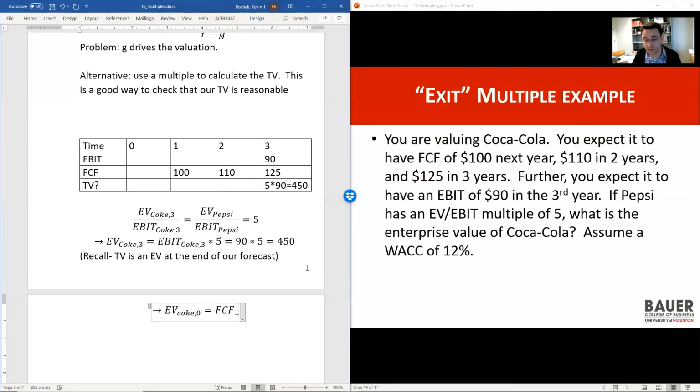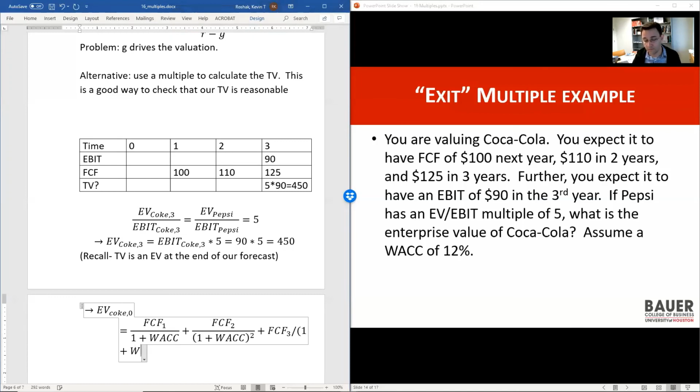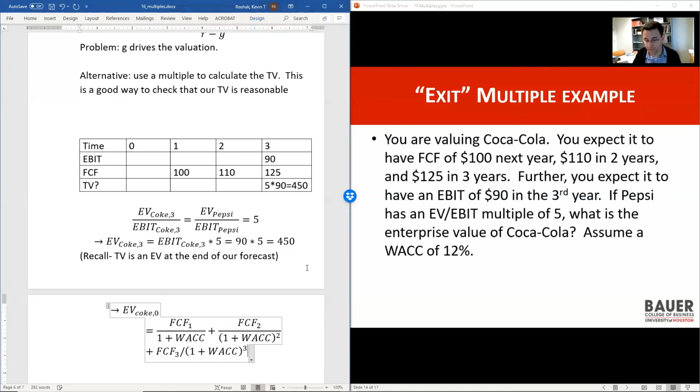So we got a free cash flow at time 1, discount that by 1 plus the WACC. Free cash flow at time 2, discount that by 1 plus the WACC squared. And then a free cash flow at time 3. And then finally, we have the terminal value. That's also sitting at time 3.